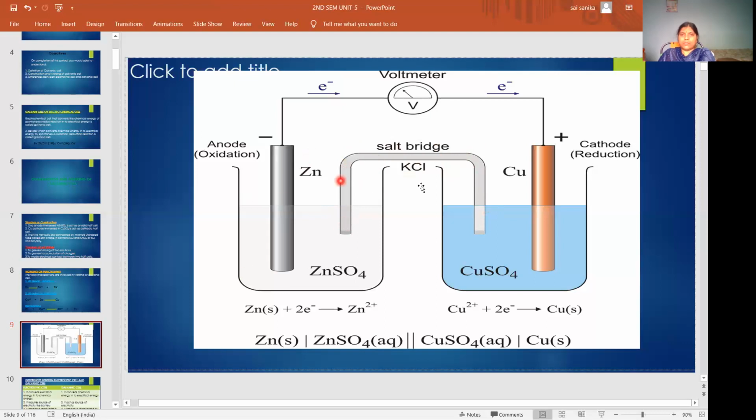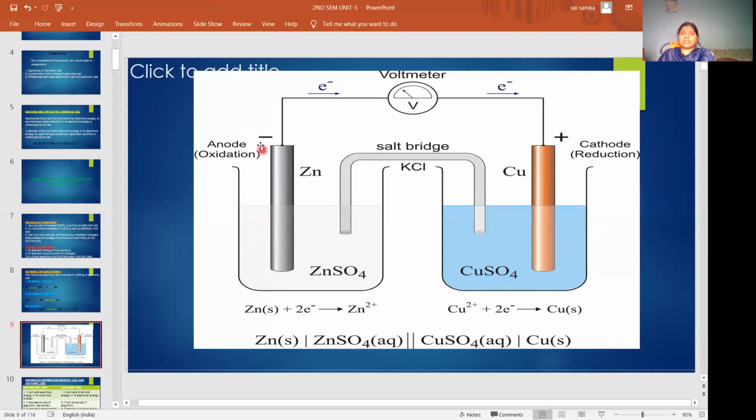Now the working of this galvanic cell, how electricity is generated. Here a spontaneous oxidation and reduction, that is a redox reaction, takes place, and due to that electricity is generated. At the anode oxidation, at the cathode reduction, whatever the cell may be, whether electrolytic or galvanic. Always at the anode oxidation takes place, always at the cathode reduction takes place. So here zinc acts as the anode, where oxidation takes place. Copper acts as the cathode, where reduction takes place.